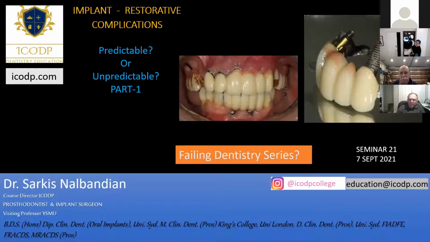I chose this seminar topic, implant restorative complications, predictable and unpredictable, because when you look at some of these cases, you think, oh, this was probably done somewhere overseas. I'm not going to mention what country, but this is a result from Sydney's eastern suburbs, done in 2009, and it has problems. When you look at the person's website, they're highly qualified and speak very eloquently, but we'll talk about the work later on.